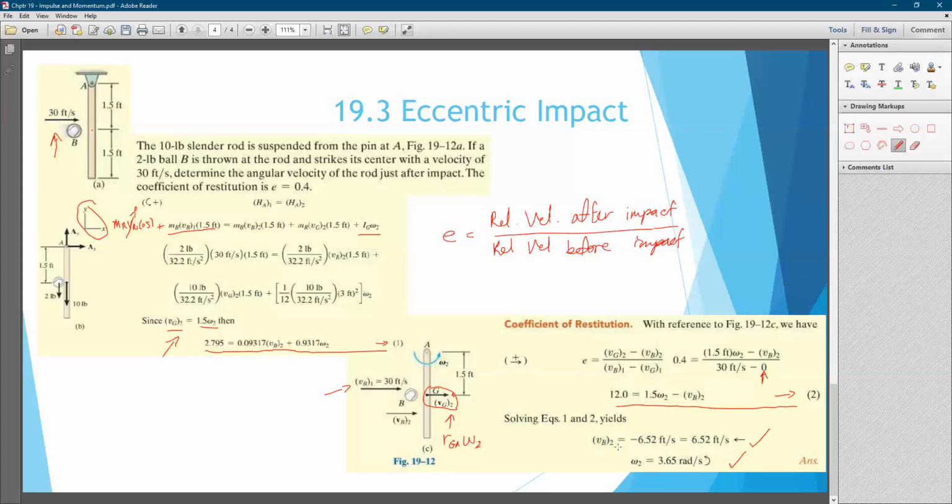For the ball after impact, the value is negative, which means that the ball will bounce back and is moving in this direction with a velocity of 6.52 feet per second. Thank you.